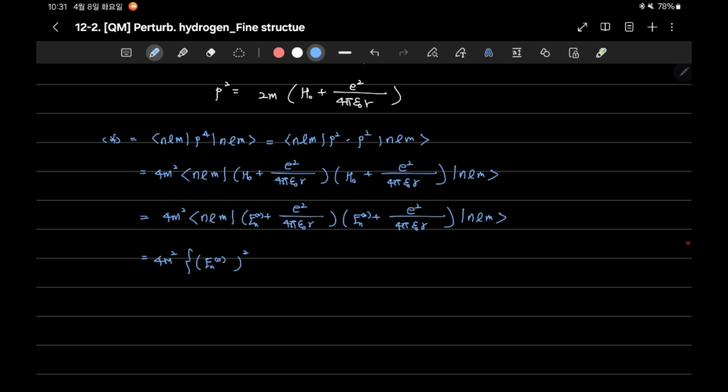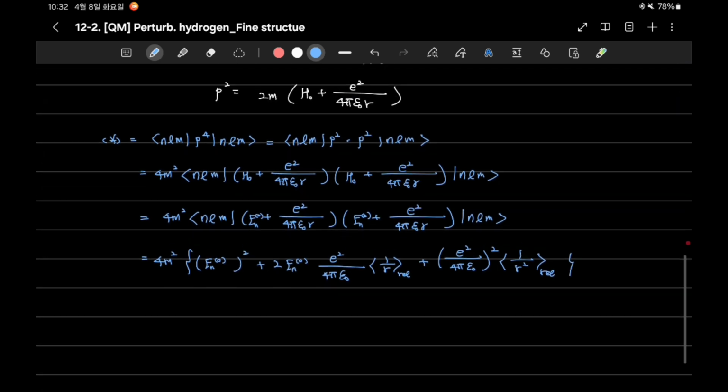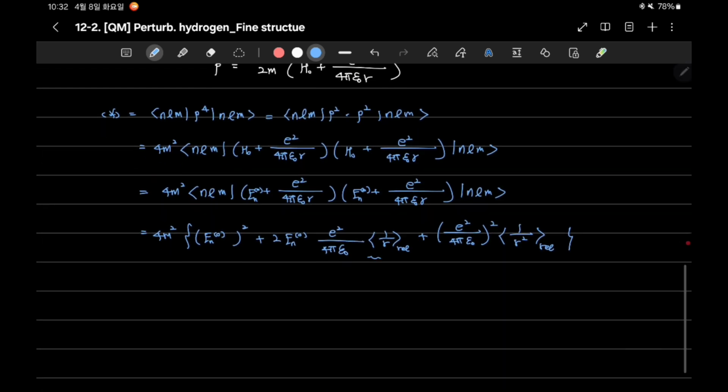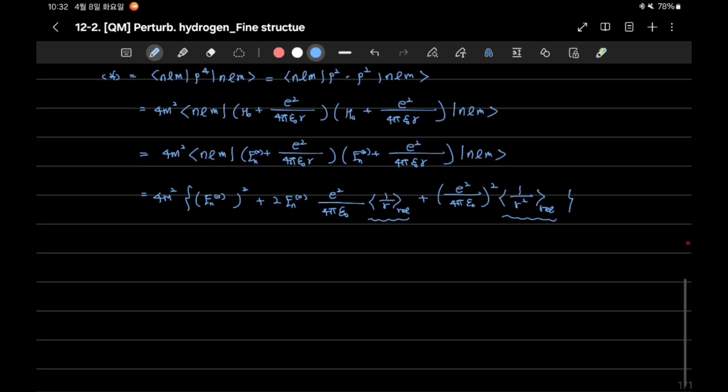other notations are constant. So it is En0 squared plus 2 En0 e square over 4 pi epsilon 0, but r is an operator, so the relativistic expectation of 1 over r should be considered, and plus e square over 4 pi epsilon 0 squared, and 1 over r square also should be calculated. From this, we should calculate the expectation of 1 over r and 1 over r square. But from the hydrogen atom case, this calculation was already done, so there is a textbook solution.